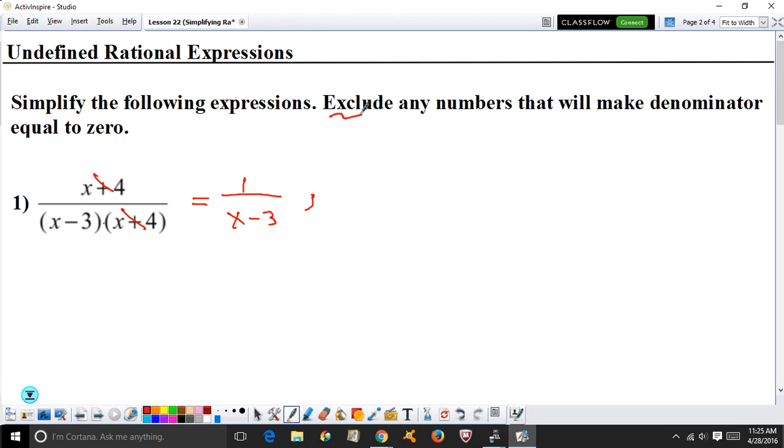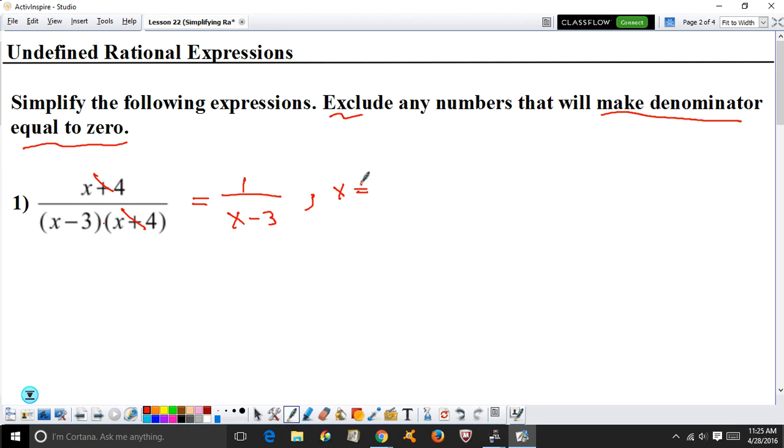Now, I need to exclude those numbers that will make the denominator equal to 0. Okay, so which number for x will make the denominator equal to 0? So I see that if I plug in 3 on the denominator, I will make it 0. So that means that when x is 3, the denominator is equal to 0. And when you have a denominator of 0, that's undefined. So we need to exclude that number. We cannot use x equals 3, because if I use it, I will make the denominator equal to 0. So this is our answer.